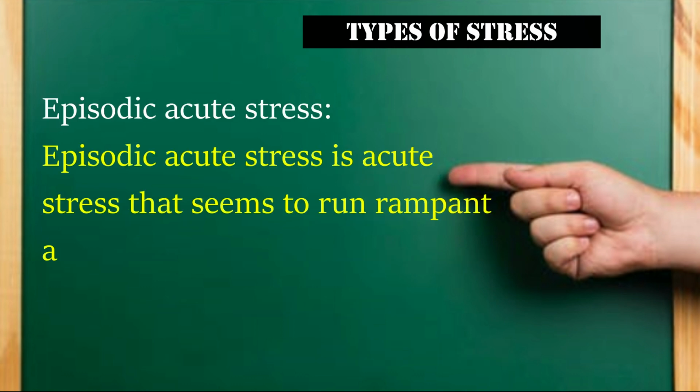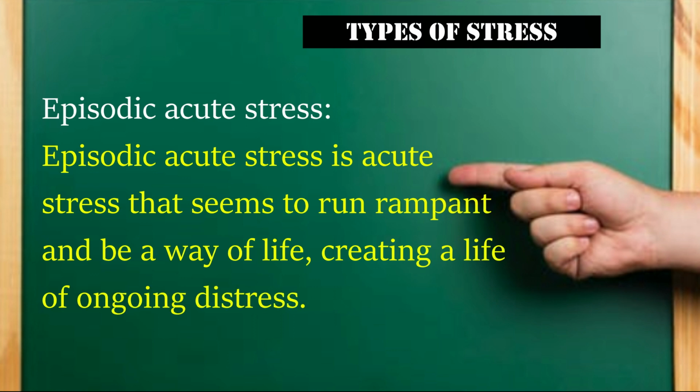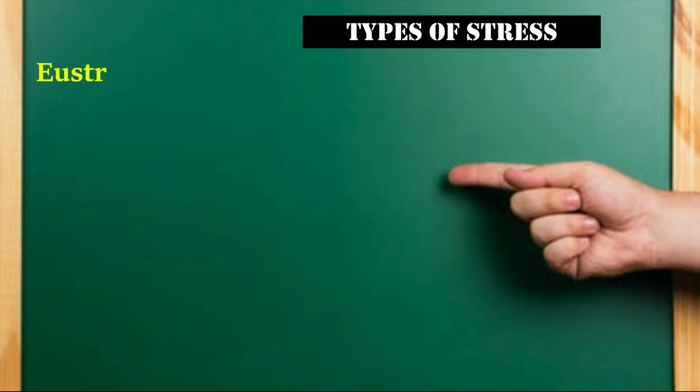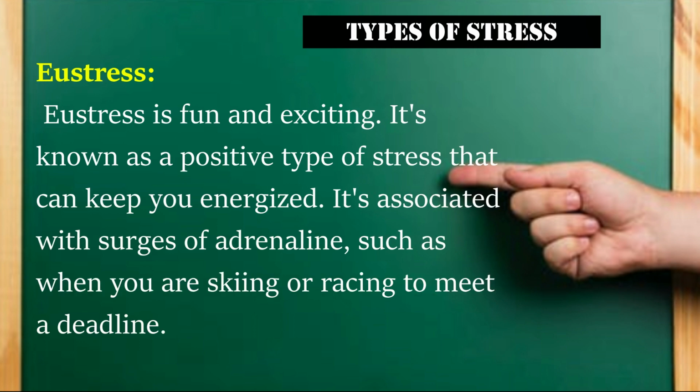Types of stress. Episodic acute stress. Episodic acute stress is acute stress that seems to run rampant and be a way of life, creating a life of ongoing distress. Eustress. Eustress is fun and exciting. It's known as a positive type of stress that can keep you energized. It's associated with surges of adrenaline, such as when you are skiing or racing to meet a deadline.